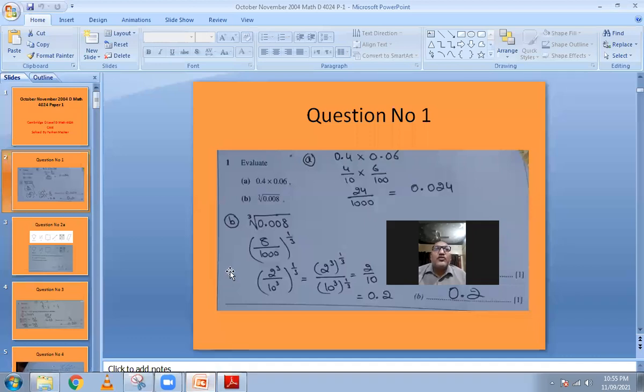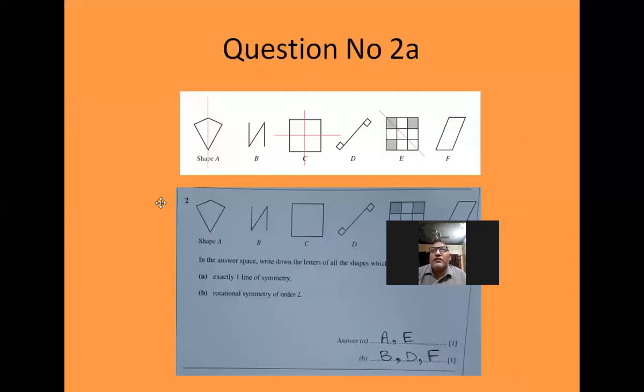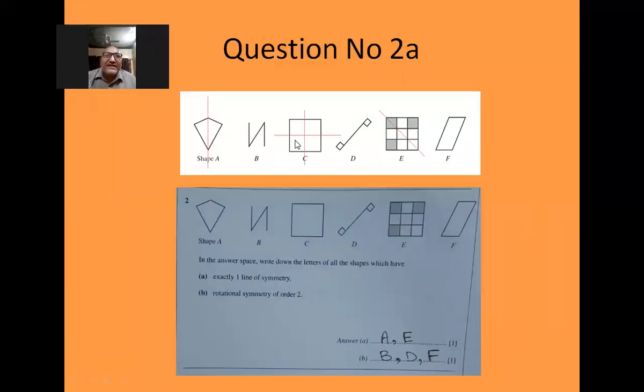So let me show you. Here we go. You can see this is the line of symmetry. It has two lines of symmetry, so this is not the answer. And this one has one line of symmetry. So A and E is the answer.